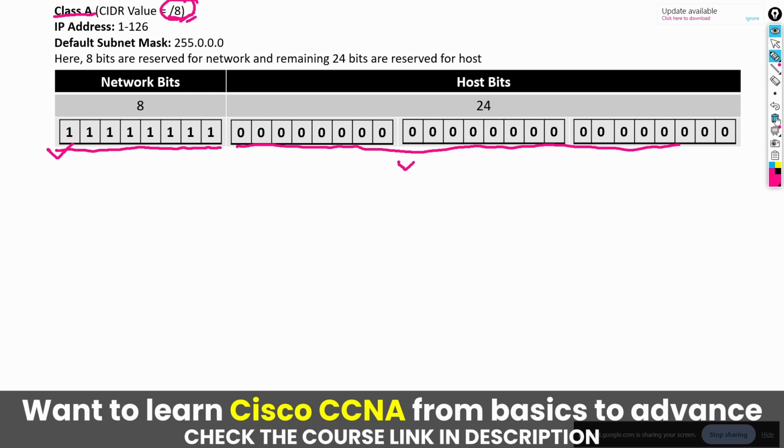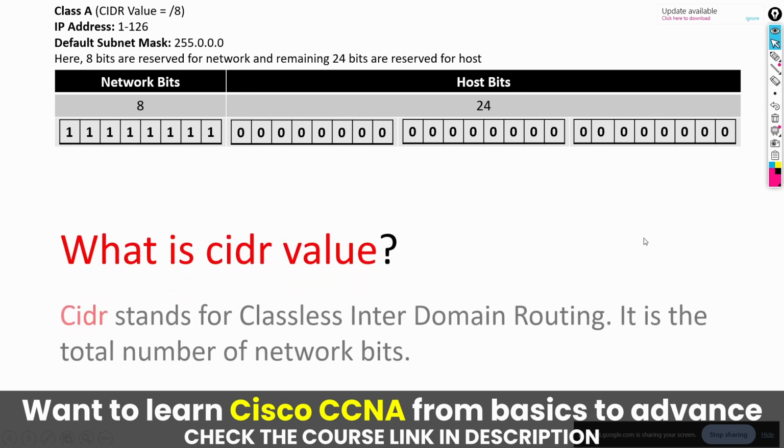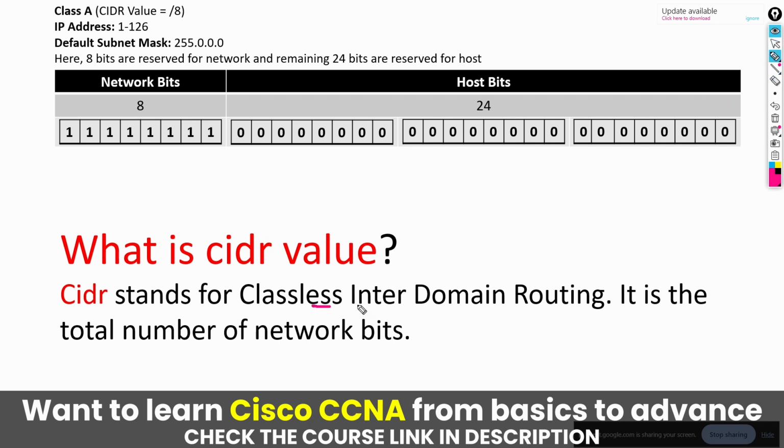Now what is CIDR? CIDR stands for classless interdomain routing. It is the total number of network bits. Now here you can see class A IP addresses start from 1 to 126. Its default subnet mask is 255.0.0.0. Here 8 bits are reserved for the network and the remaining 24 bits are reserved for the host. It is clear, right? If you have any doubt, you can just unmute yourself and ask me.